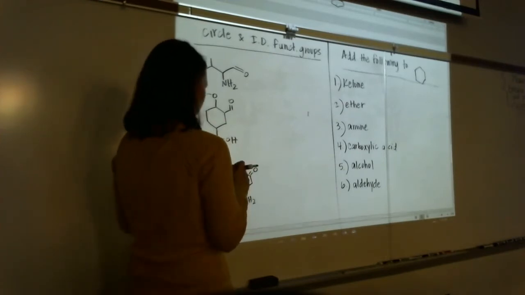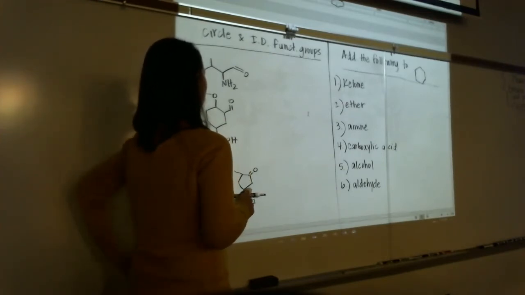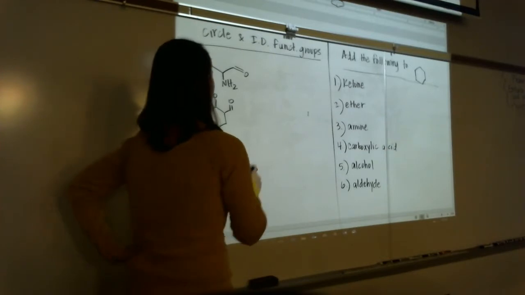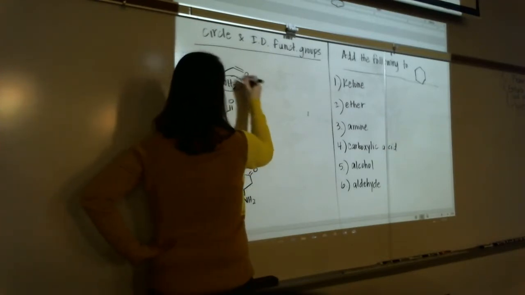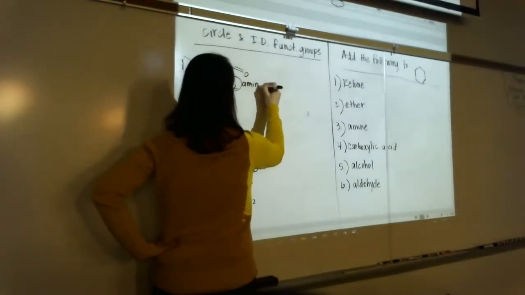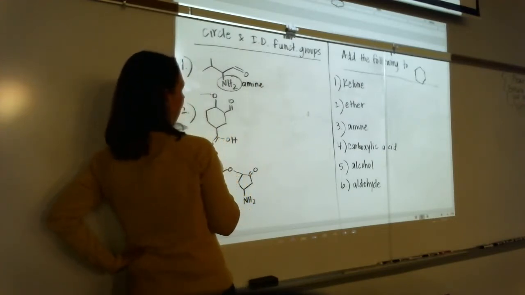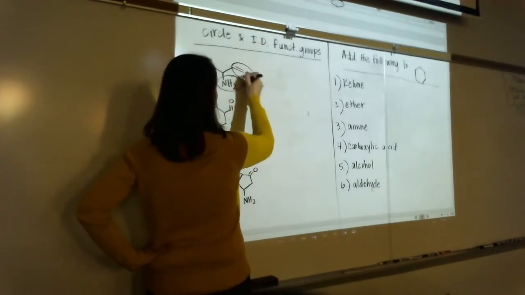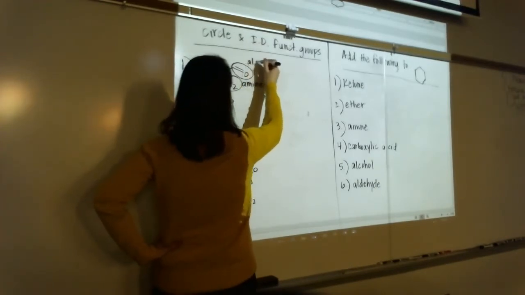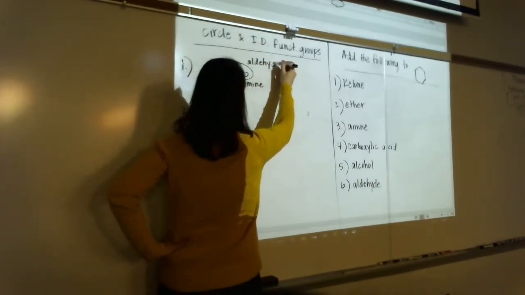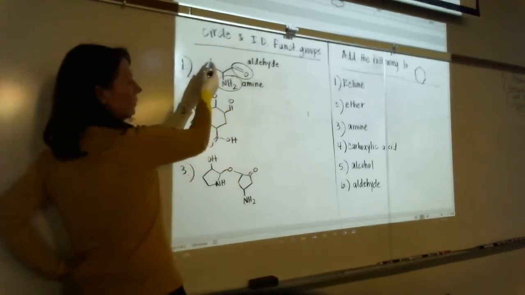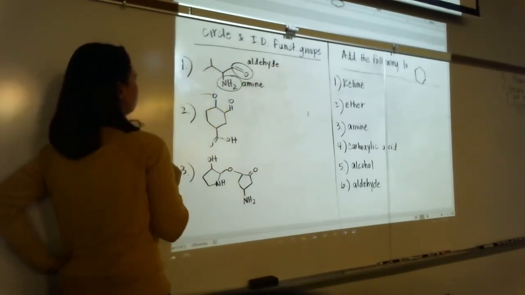What functional groups are in number 1? Amine. Amine, yes. And what else? Ketone. Are you sure that's ketone? No, aldehyde. It's an aldehyde, right? How do you know it's an aldehyde? It's on the end. That's right. Is this anything? No. Nope, that's not.